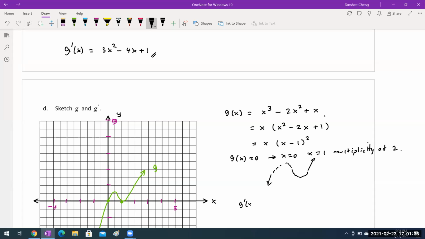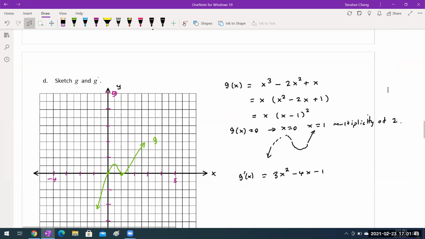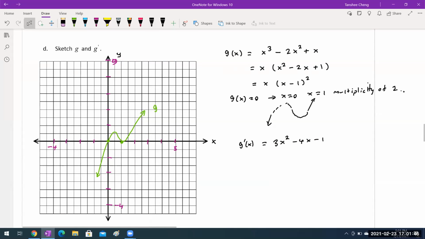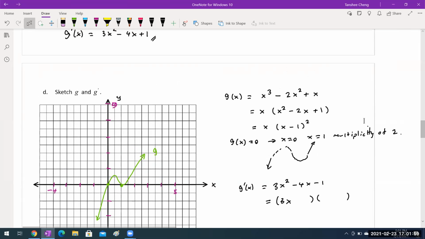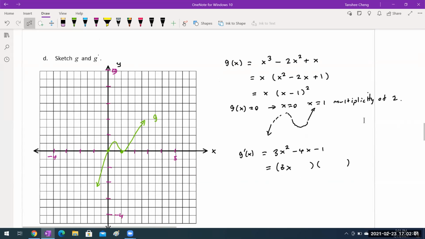So g prime of x is equal to what? 3x squared minus 4x minus 1. So I can factor it out. I can clearly see that the graph of g prime, which is the first derivative, is going to be a parabola. And is that minus 4 or plus 1? It's a plus. Yeah, I copied it down wrong. So it's plus 1. So this will be 3x minus 1 and then x minus 1.